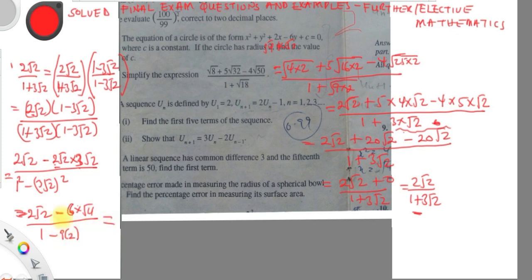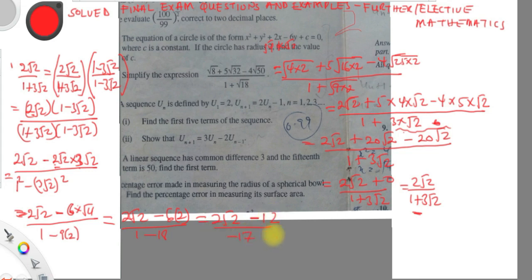So this is equal to 2 root 2 minus 6 times the square root of 4, which is 2, so 6 times 2, all over 1 minus 18. So this is equal to 2 root 2 minus 12, all over what? Negative 17.